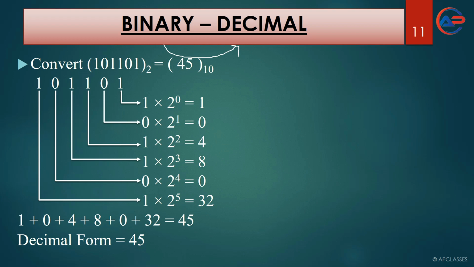Now here we are given a number. Let us write it: 1 0 1 1 0 1. This is the question, and it is given in binary form. What we have to do here is convert it to decimal form.